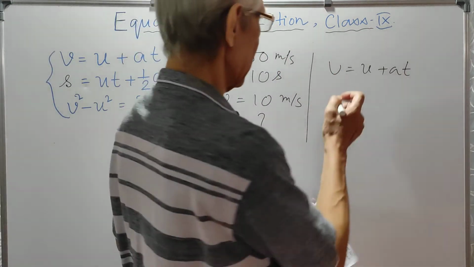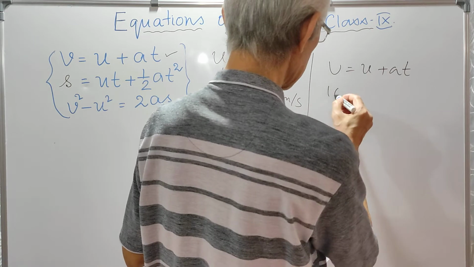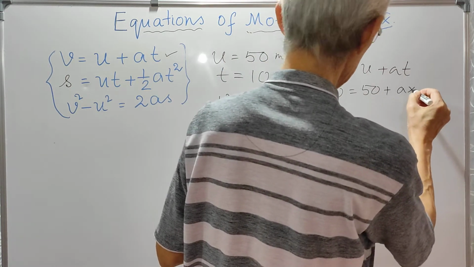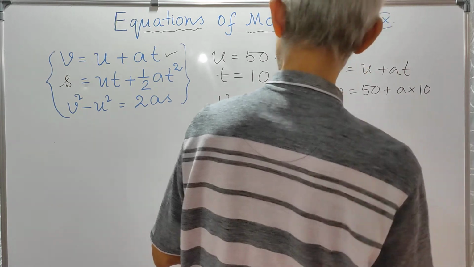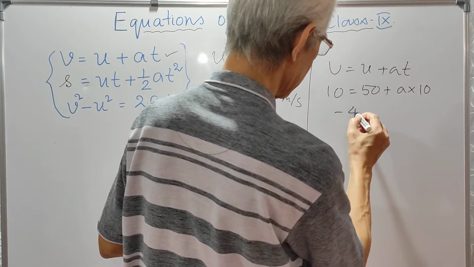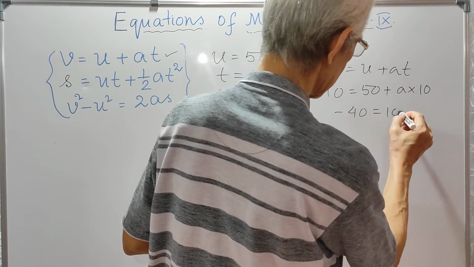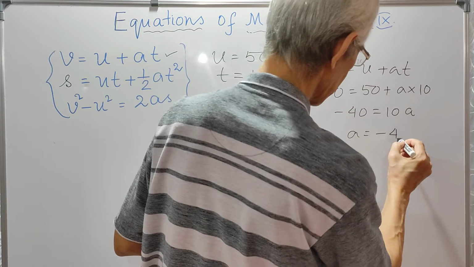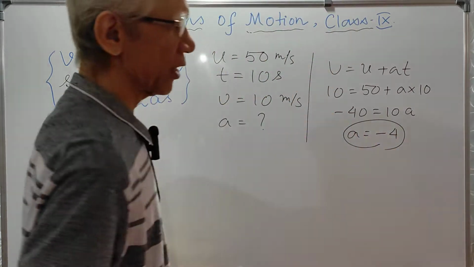Okay. So v equal to what? 10 equal to u 50 plus a is not given and t is given 10. All right. Now we get minus 40 equal to 10a. So a equal to what we get? Minus 4.